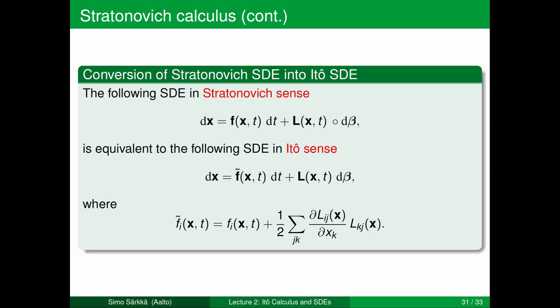So if we have a Stratonovich stochastic differential equation of this form, where dx is equal to f of x and t dt plus l of x and t times the Stratonovich differential of Brownian motion, then it's completely equivalent to another SDE in the Ito sense, where we just replace the drift function f with a modified drift function. The modified drift function is given below. You just need to modify it by adding a correction term, given here.